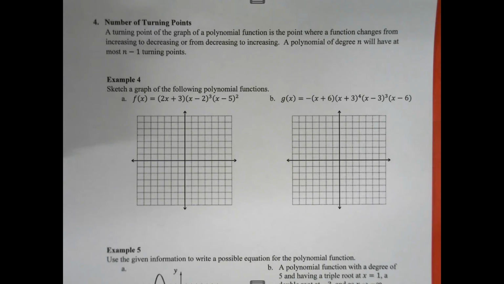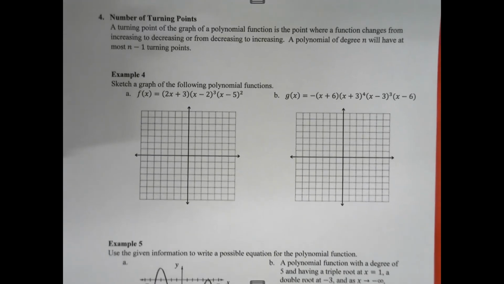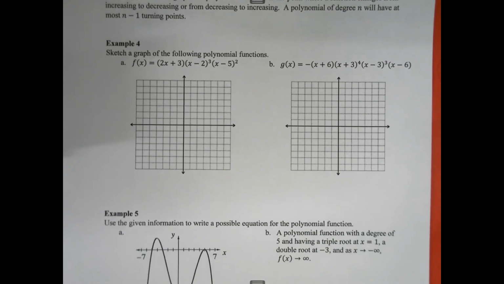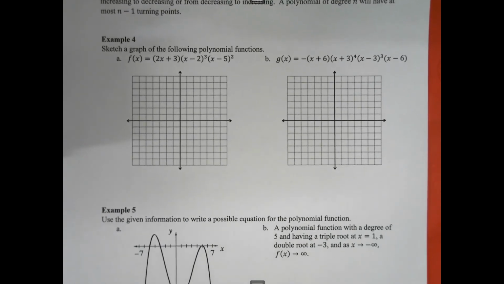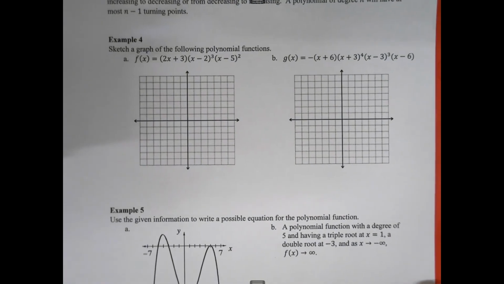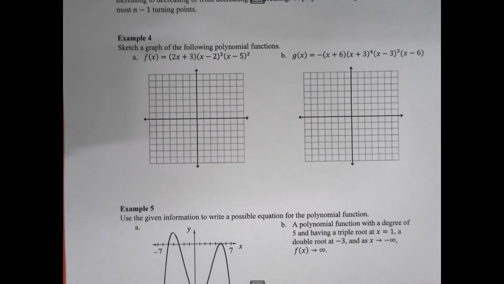It has to do with multiplicity, and it also has to do with the number of real roots versus the number of non-real roots or complex roots. And so right now we're not going to bother a whole lot with that. So let's get into some examples where we're sketching some polynomial functions. Example number 4 has us sketch this polynomial. F of x is equal to 2x minus 3, x minus 2 cubed times x minus 5 squared.